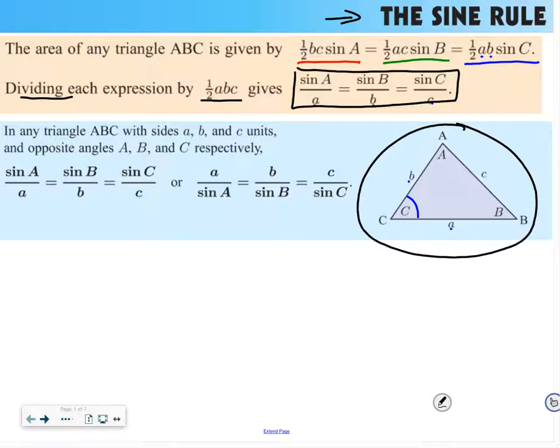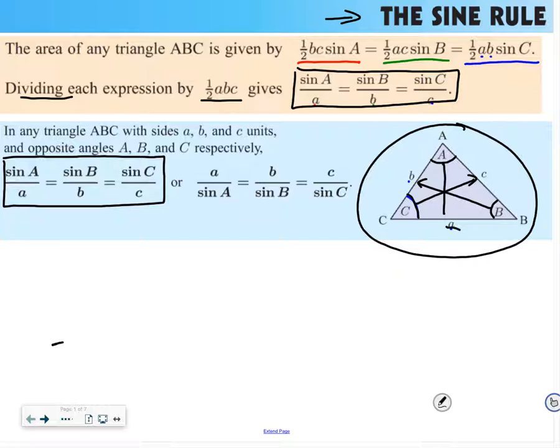The sine rule says the ratio of the sine of our angle and the side opposite. Notice that if we're talking about angle A here, the side opposite that is side A. Angle B here, the side opposite is side B, and angle C here, the side opposite there is side C. So we have this proportionality based upon its angle and its opposite side, right? And it should kind of make sense.